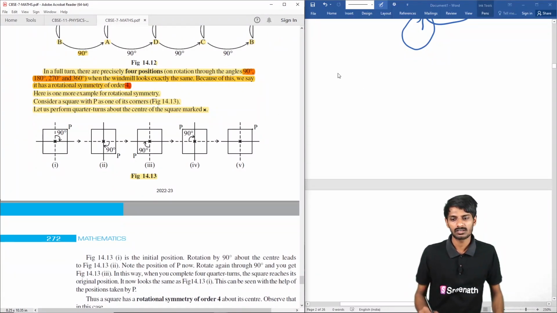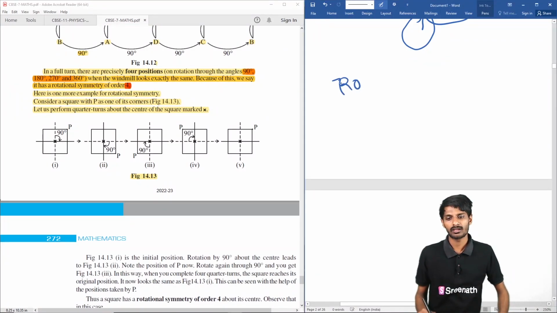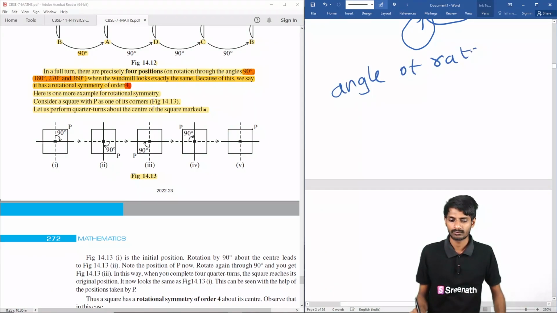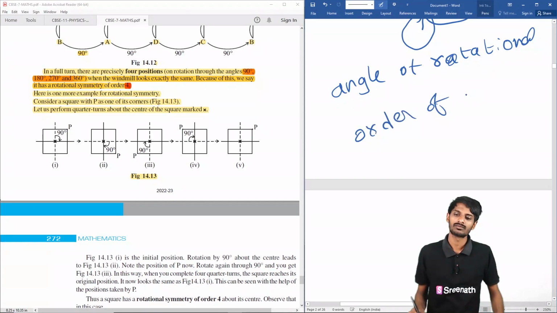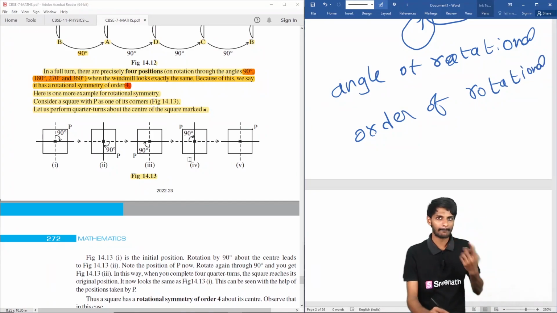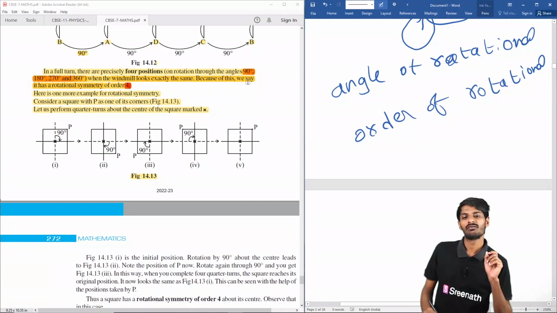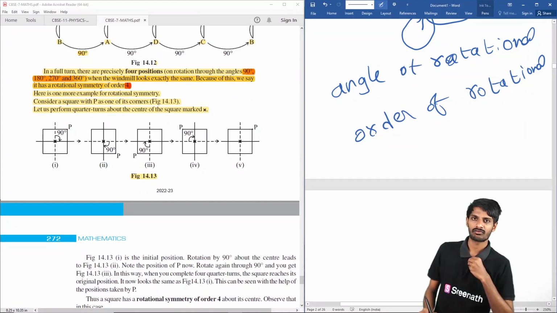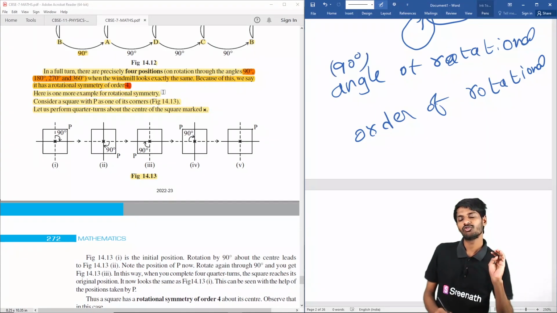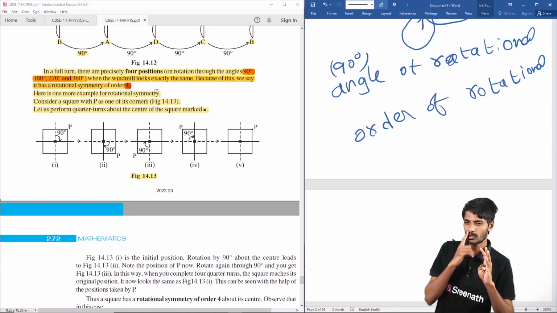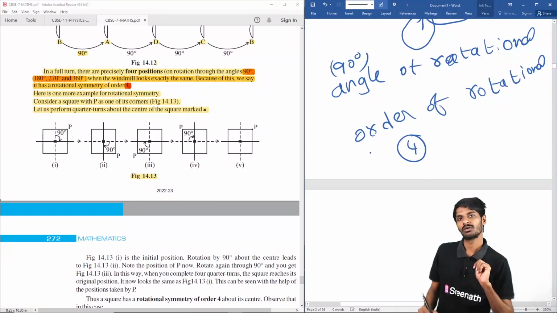So here there are some words: rotational symmetry, angle of rotation, and order of rotation. So the minimum angle where it gives the symmetry is called the angle of rotation, and for this it is 90 degrees. And for one complete cycle you will observe the symmetry at 4 points. So it is having the order of rotation of 4.